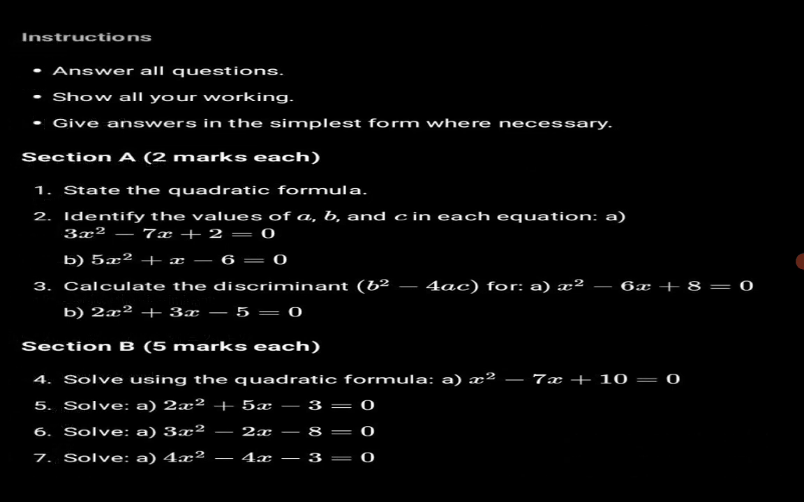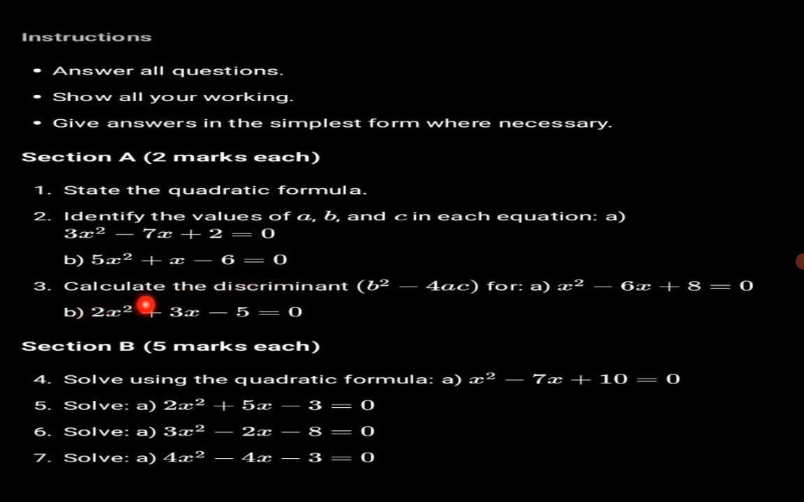Alright, so I'd like to leave you with work to do. Part A: state the quadratic formula. I want you to write the quadratic formula on paper in your notebook. Identify the values of a, b, and c in each equation. The first one is x squared minus 7x plus 2 equals 0. So tell me what a, b, and c are. The next is 5x squared plus x minus 2 equals 0.